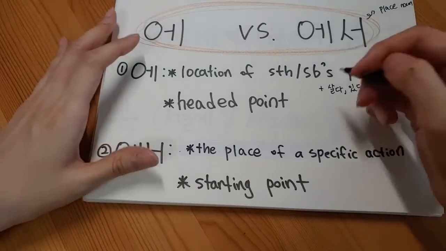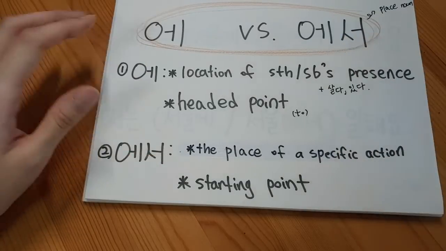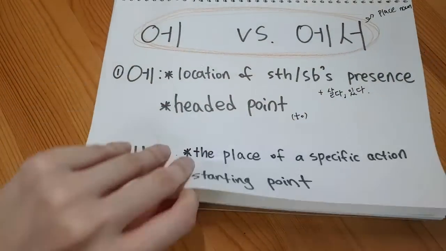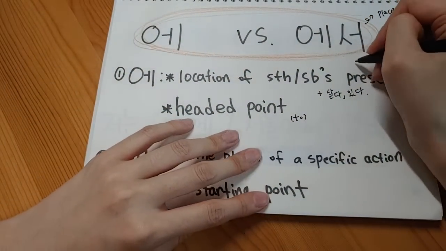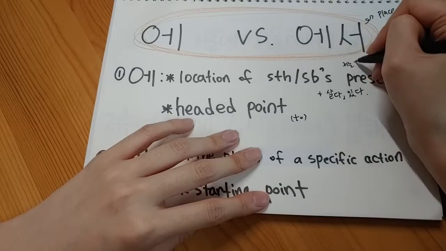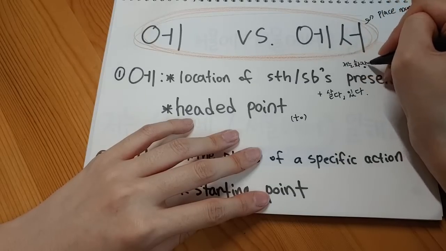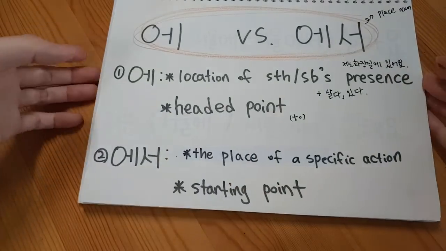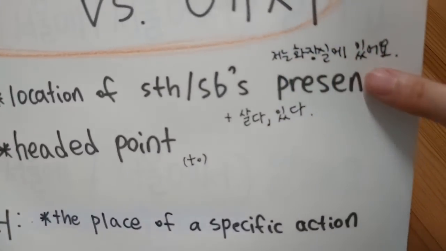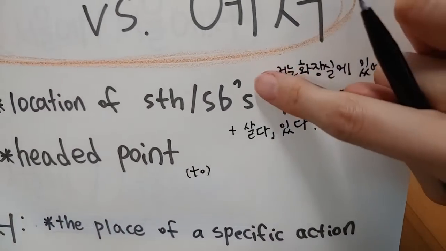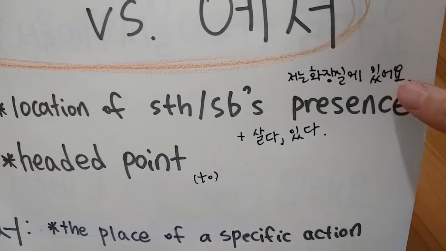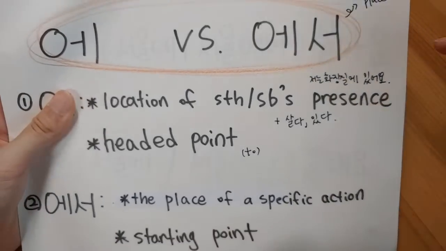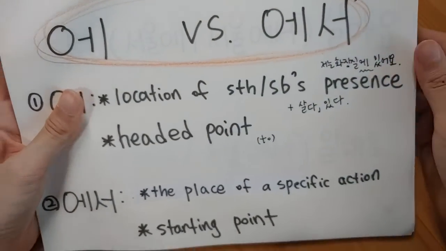And like we learned, 에 can also mean to, right? So the point where you are headed to. So when you say 저는 화장실에 있어요. I don't know if you can see my handwriting. It's tiny. 저는 화장실에 있어요. It means I am at the bathroom. 화장실, the bathroom. So that's when you can use 에 particle.